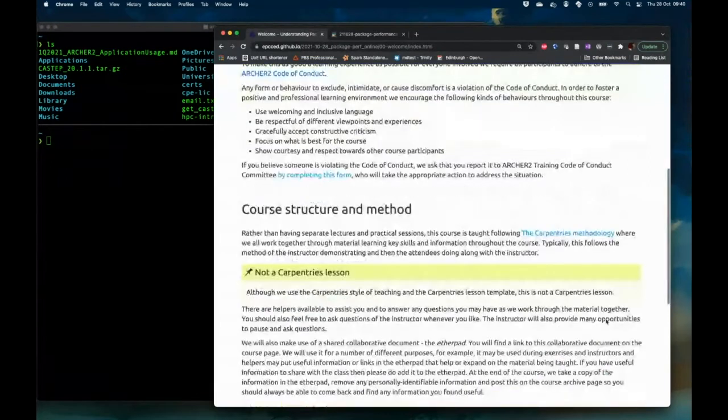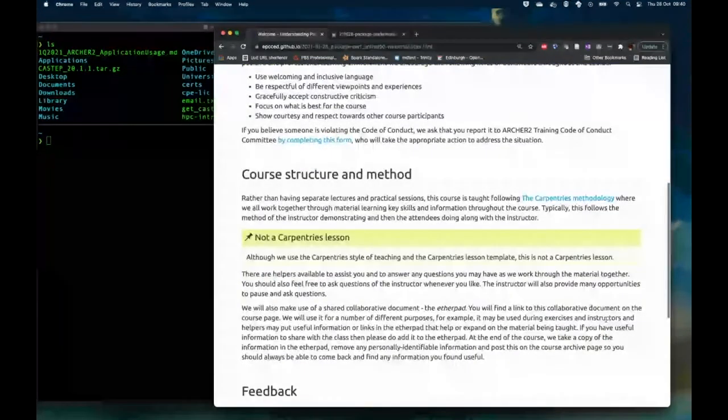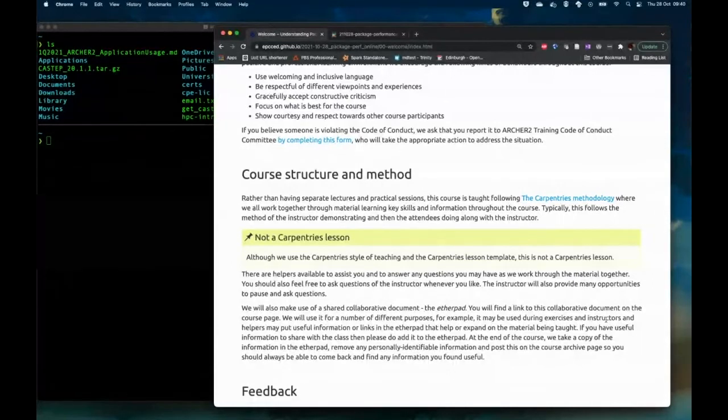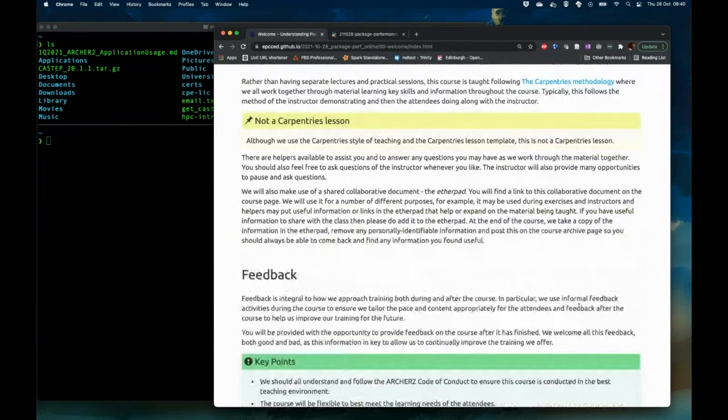Although we use the Carpentries style, I should say this isn't a Carpentries lesson, and this lesson isn't part of the Carpentries portfolio of material. The helpers are here, of course.